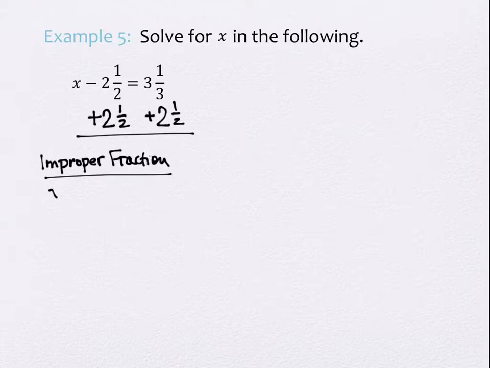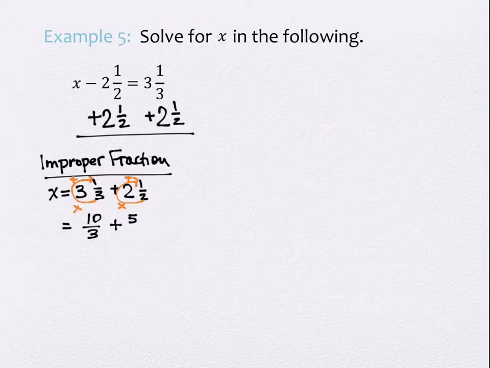And in this method, I have x equals 3 1/3 plus 2 1/2. What I'm going to do is change both numbers into improper fractions to start with. If I change this into an improper fraction, I multiply, then I add. So 3 times 3 is 9, plus 1 is 10. So this is 10 thirds plus, and we'll do the same thing on the next one. 2 times 2 is 4 plus 1 is 5. So we have 5 halves.